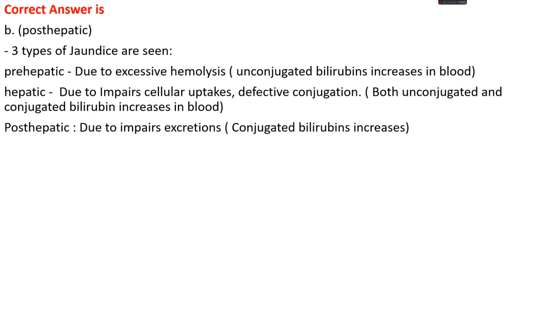And the last one is post-hepatic jaundice, which is due to impaired excretion of bile. And in this case, only conjugated bilirubin increases.